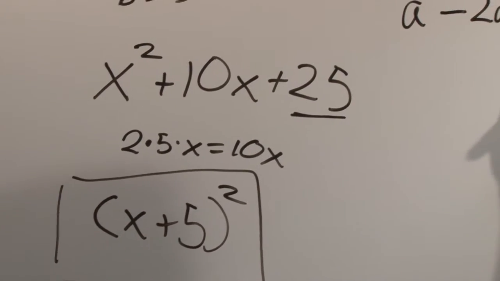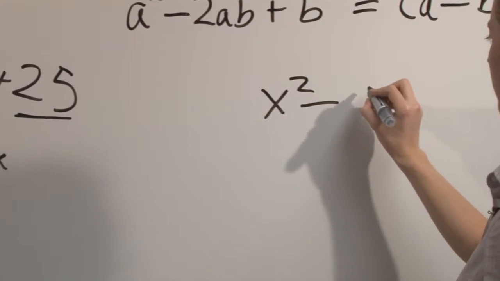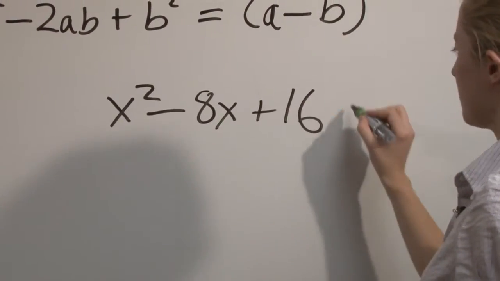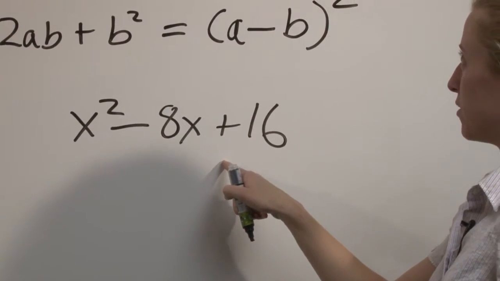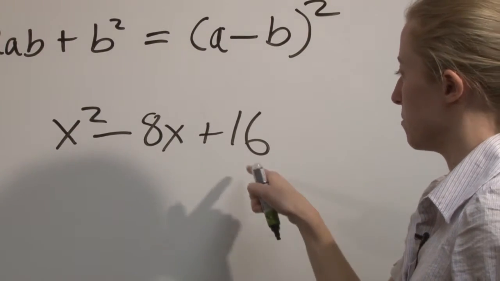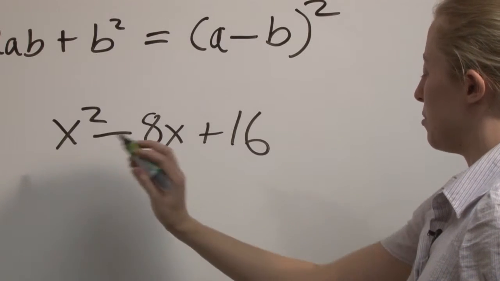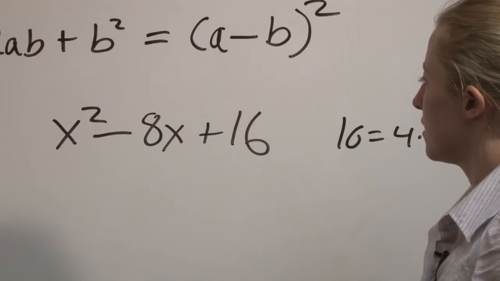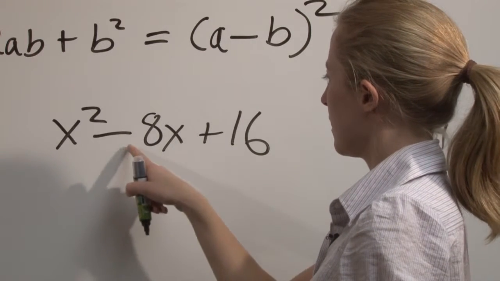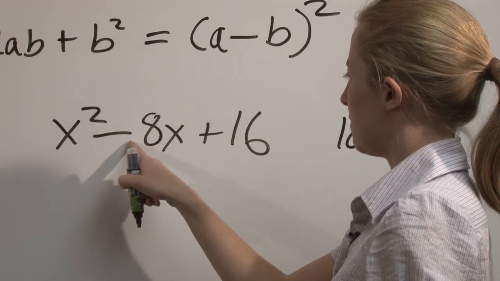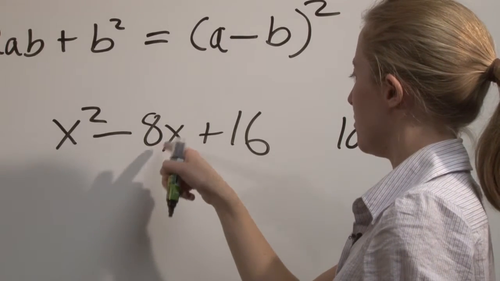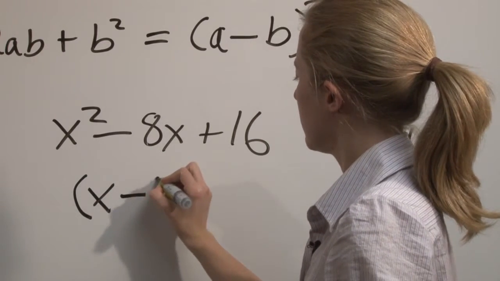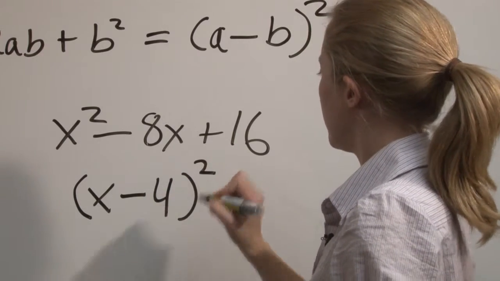Here's another example. I have x squared minus 8x plus 16. Look at this last term. The last term will always be positive in a perfect square trinomial, and so will the first term. Both of them are positive. Both of them are perfect squares. 16 is 4 squared. So now I just need to look at the middle term. And 8 is 2 times 4. So 8x is 2 times 4 times x. So I can write it like that.